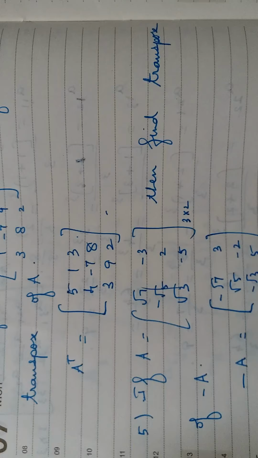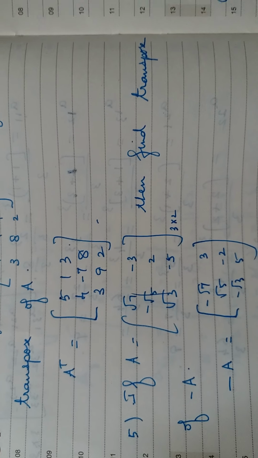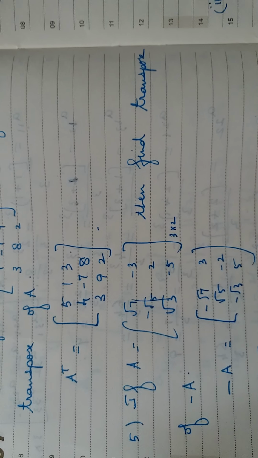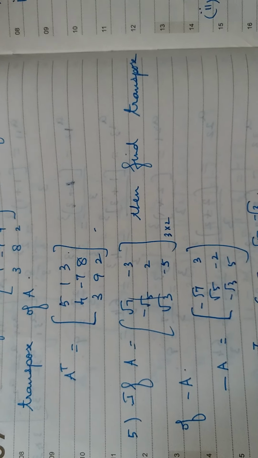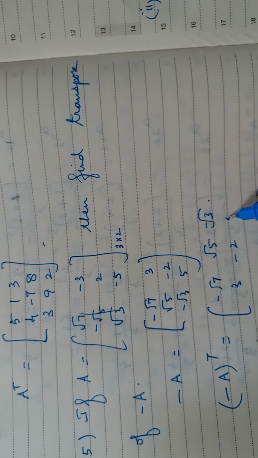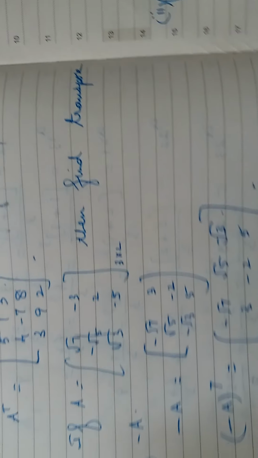So next is the transpose of this matrix. You will get it by writing these columns as rows: minus root 7, root 5, minus root 3, and 3, minus 2, 5. So this is your minus A transpose. Next they have asked you to find out A transpose. The value of A is given, then verify that the transpose of the transpose of A is A.